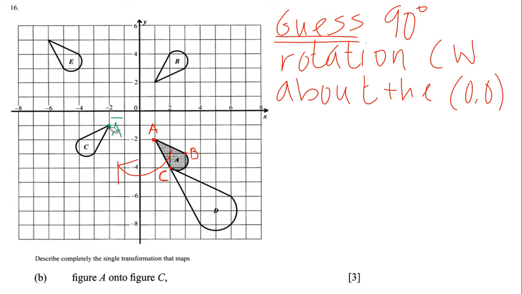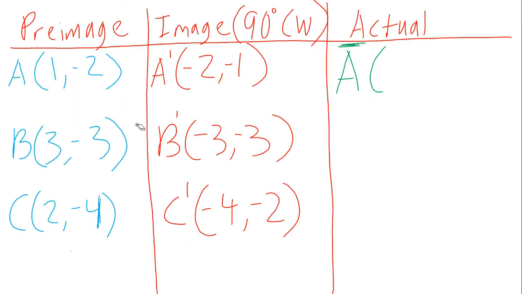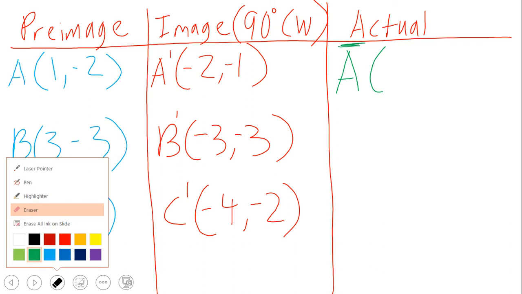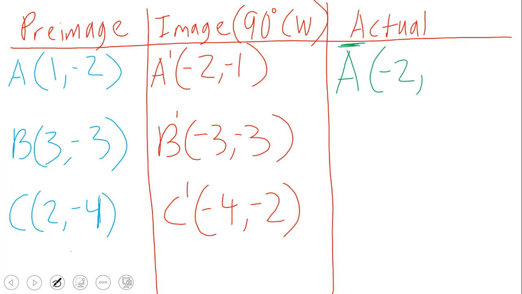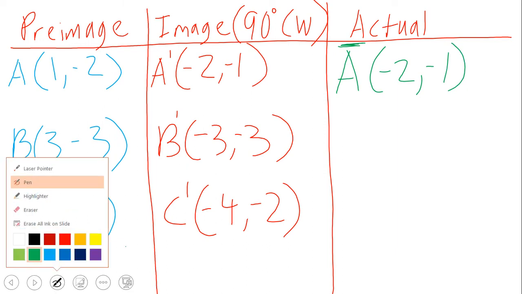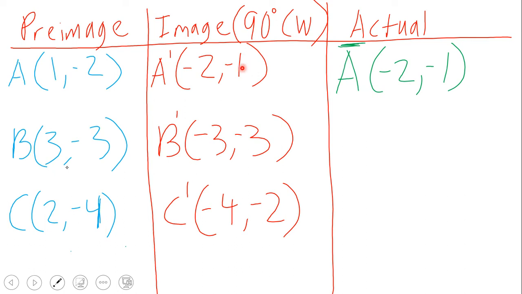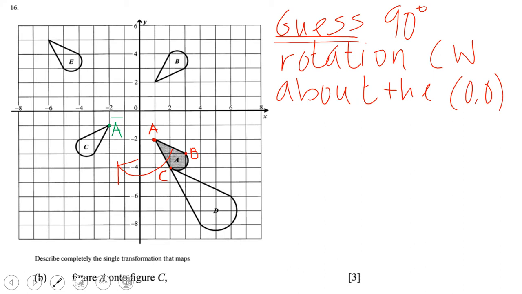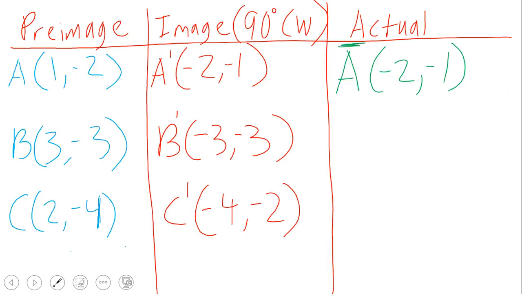So what is the point A bar? That's -2 and -1. Does that correspond with what the image is supposed to be if it's a 90-degree rotation? Yes, it does. So it looks like we're on the right track. It looks like our guess was right, but we are not sure until we check all of them.